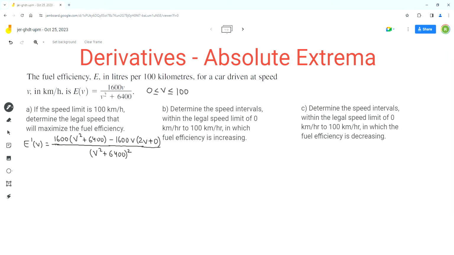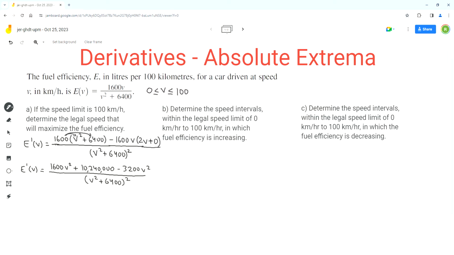Now we can simplify the numerator expression. So E'(V). In the numerator, we can distribute the 1600 into the parentheses. So we get 1600V² plus, now we have to do 1600 times 6400, which is 10,240,000. Now in the second part, 2V + 0 is just 2V. So we'll multiply 2V by 1600V, which gives us negative 3200V² over (V² + 6400)².